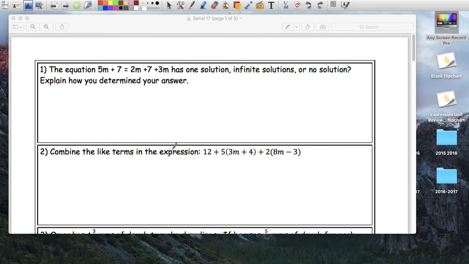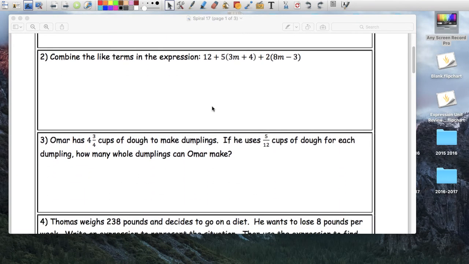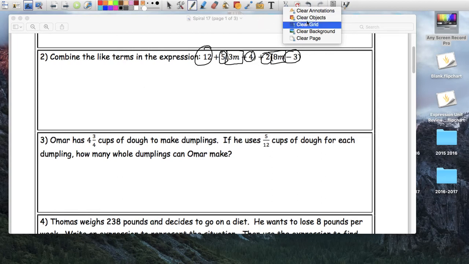Number 2, combining like terms. On the test, a lot of you were circling, and this 12 is a constant. You thought this was a constant, that was a constant. You were circling these and then moving them so they can be next to each other, and you put a little square around 3m and a little square around 8m. The only problem with that is that there are parentheses here. You needed to get rid of the parentheses before you did any of the circling and the squares.